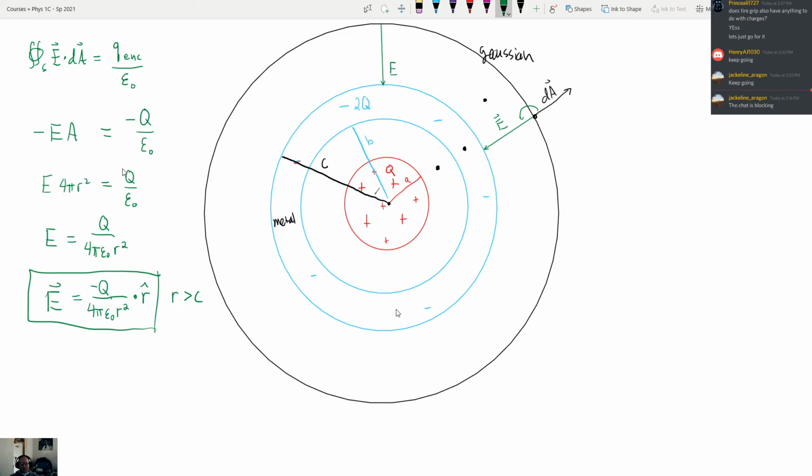All right, so the last piece of this was to figure out our surface charge distributions. So let's get rid of some of these lines that we don't really need anymore. And let's just figure out how these charges are actually distributed.